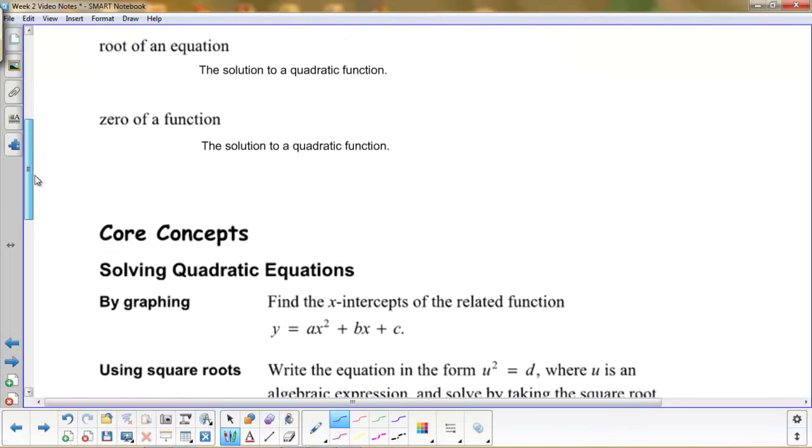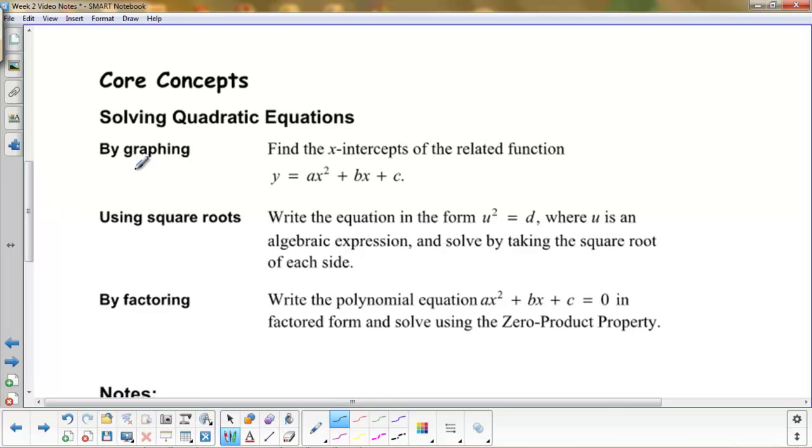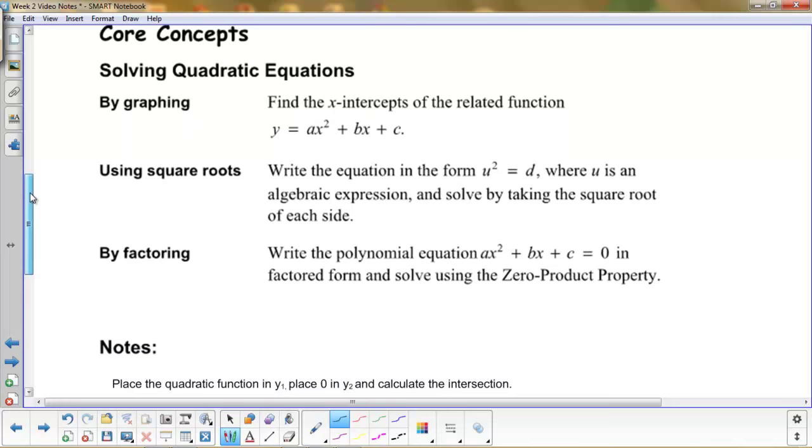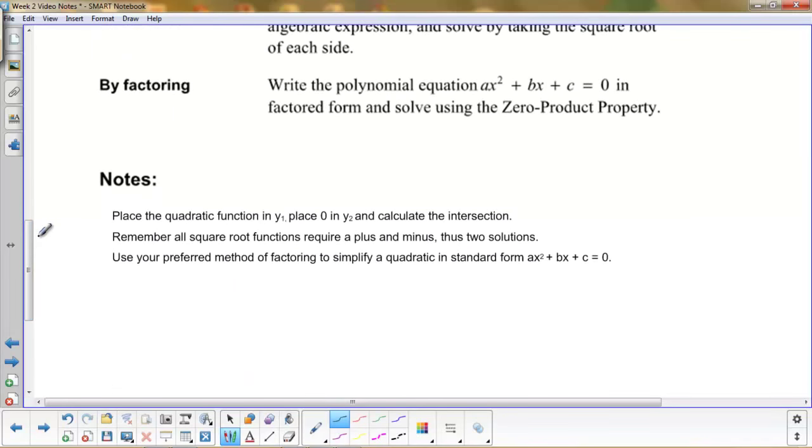Today what we're going to do is take a look at solving quadratic equations by graphing, by using square roots, and by factoring. These are the steps that you're going to take to help you do that, and we'll go through each of these examples so you understand how that looks. Here's some additional notes that I'd like you to take based on what we're going to do today in our practice in this video session.